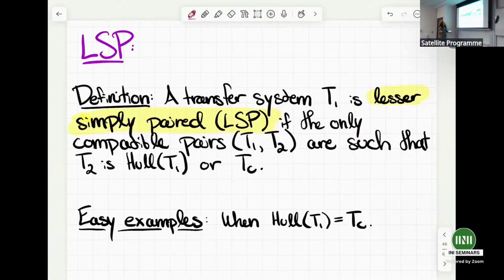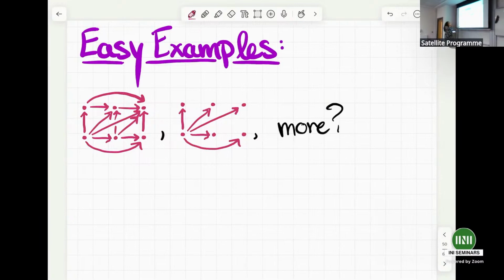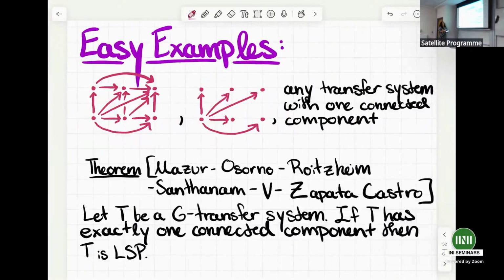So a really easy example is when the hull of your thing is just the whole thing, right? Then there's no room to add edges, right? Your hull is already the whole thing. And so those are our one connected component. Okay, so any transfer system with one connected component.